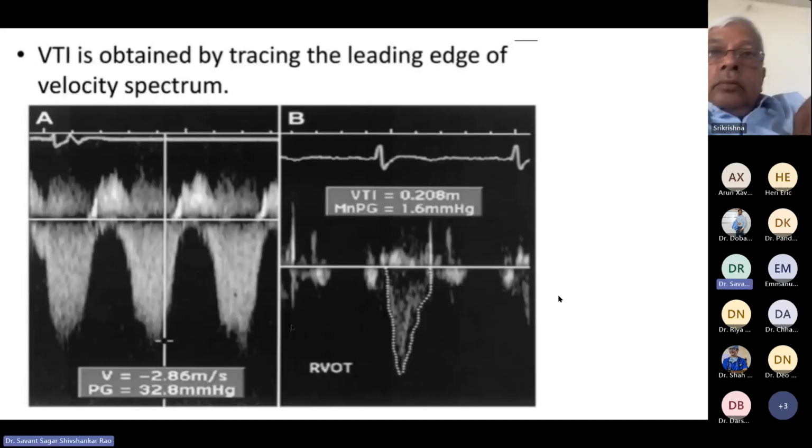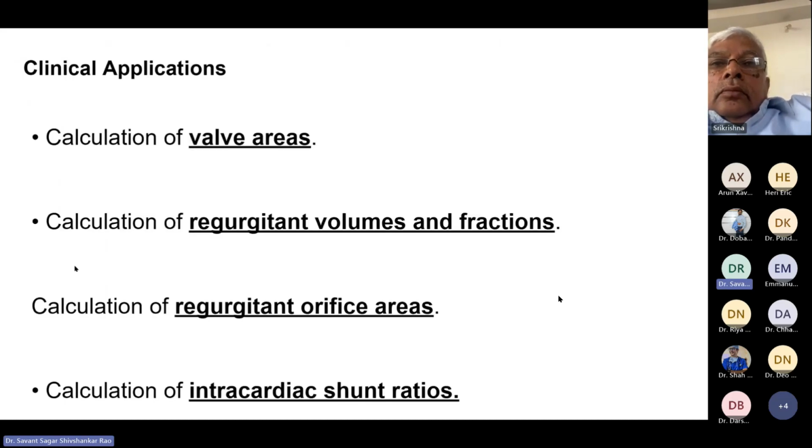So this is the VTI, which is obtained by tracing the leading edge of the velocity spectrum. If the waveform is full, that is fully dense, it is mainly suggestive of continuous wave. If it is hollow, with only the margin showing a white opacity, then it is pulse wave Doppler. That is one thing that can differentiate between continuous wave and pulse wave. The clinical application is to calculate the valve area and regurgitant volumes and fraction. We can also estimate the regurgitant orifice area and intracardiac shunt ratios.